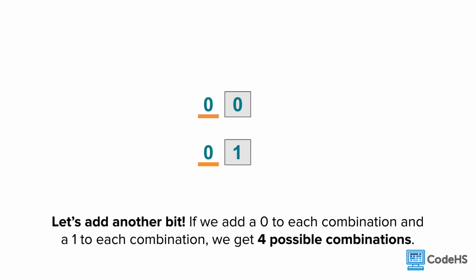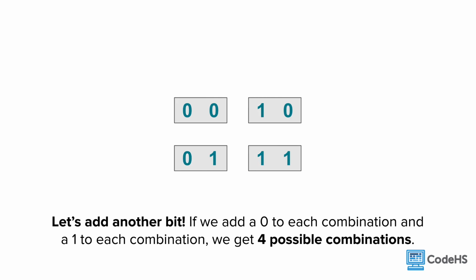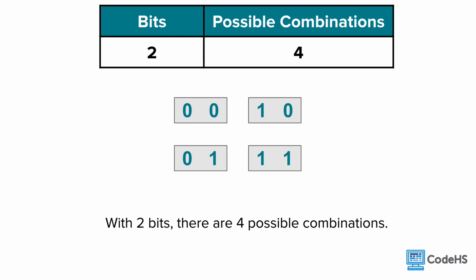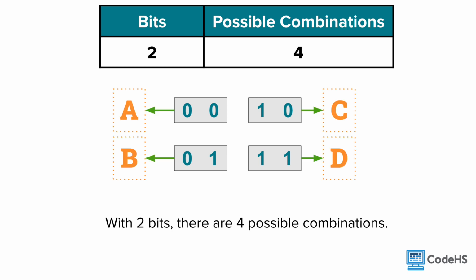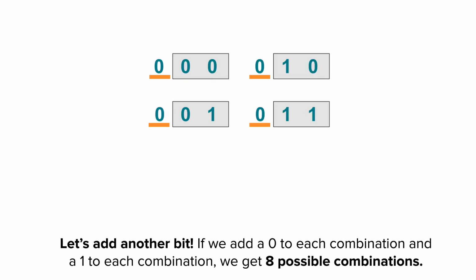So let's add another bit. If we add a 0 to each combination and a 1 to each combination, we get a total of 4 possible combinations. So with 2 bits, there are 4 possible combinations, which gives us enough to encode the letters A through D. Let's keep going.